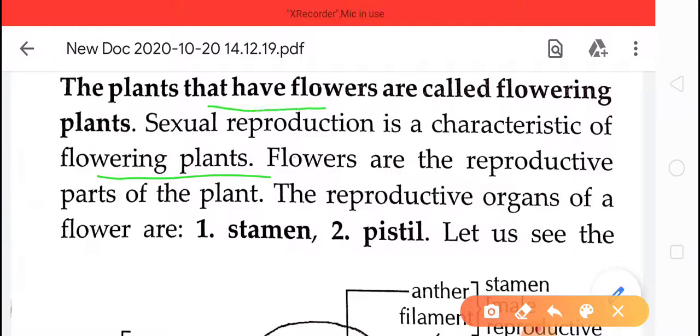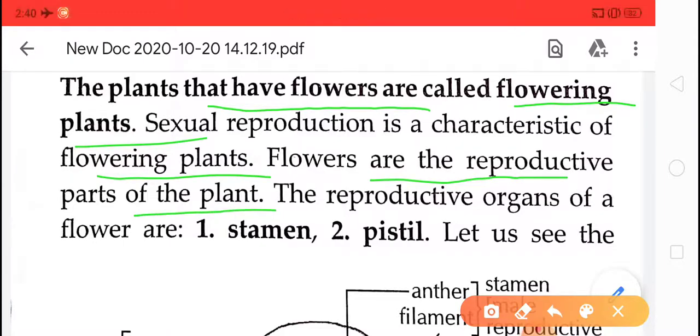The plants that have flowers are called flowering plants. Basically, angiosperm is known as the flowering plants. Gymnosperms are seed bearing plants, while angiosperms are the flowering plants. And in angiosperms, flowers are the reproductive part of the plant. Clear?